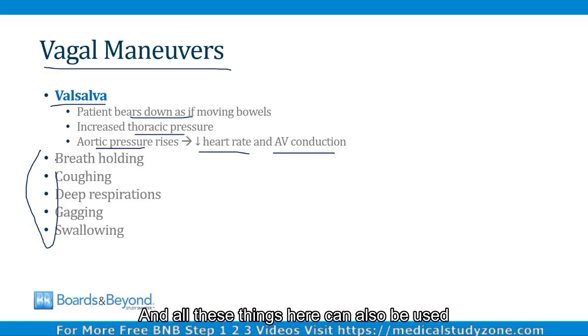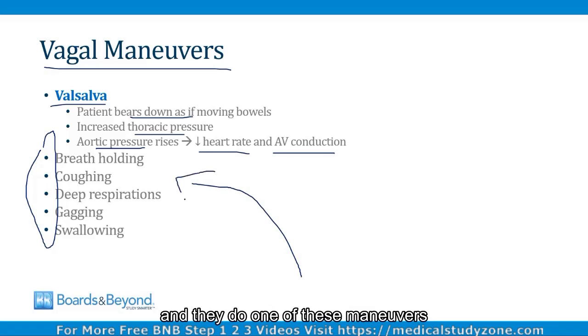And all these things here can also be used as vagal maneuvers, and many patients who have AV-NRT learn to do these things. They simply feel palpitations, and they do one of these maneuvers, and they make the palpitations go away. That is a way to manage AV-NRT if the patient is able to do it.